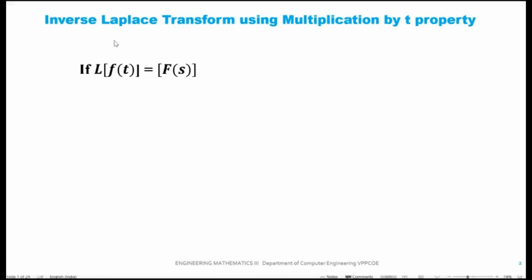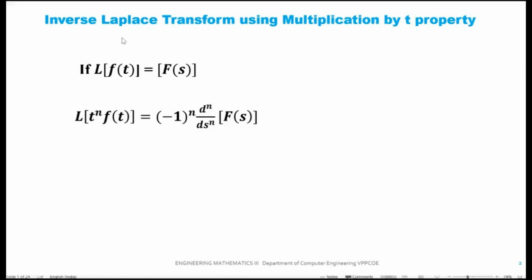Okay, so we're going to make use of the multiplication by t property. What is multiplication by t? What is L of t f of t? We differentiate the L of f of t part. So in the same way we are going to make use of that.